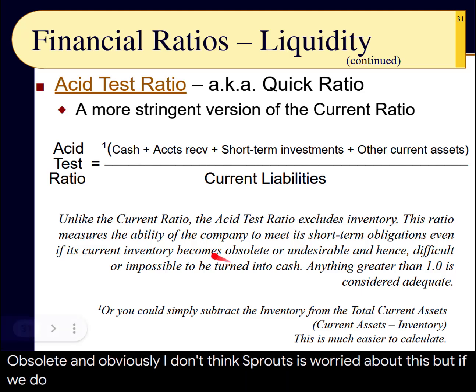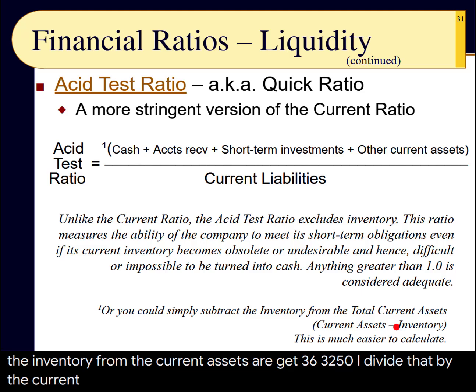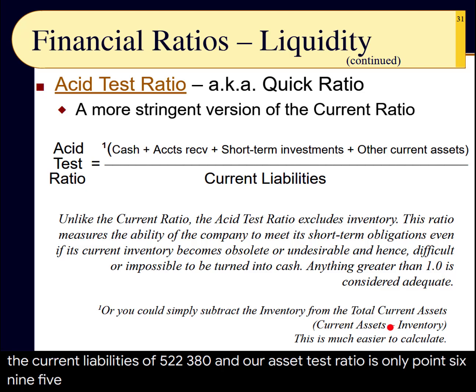But if we do the calculation, if we subtract out the inventory from the current assets, I get 363,250. I divide that by the current liabilities of 522,380, and our acid test ratio is only 0.695, a little about 70%.